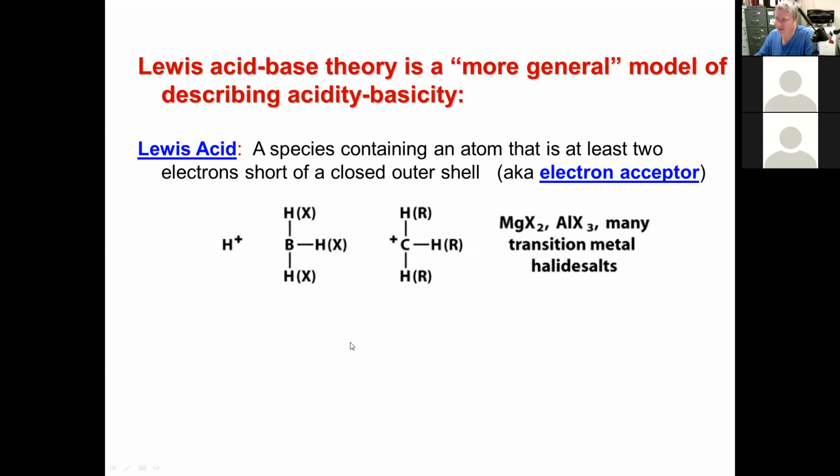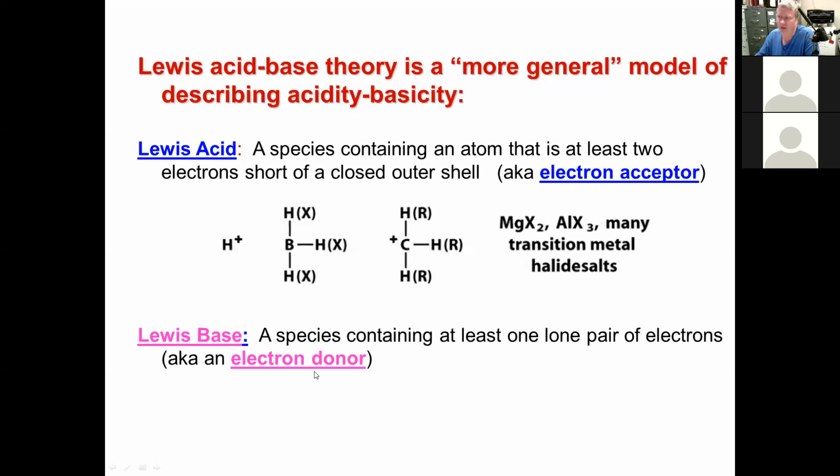A Lewis base is a species that contains a pair of electrons. It's an electron donor. Okay, so Bronsted acid-base theory is mostly about protons. Lewis acid-base theory is more general. It includes protons, but it also includes metal Lewis acids. Okay.